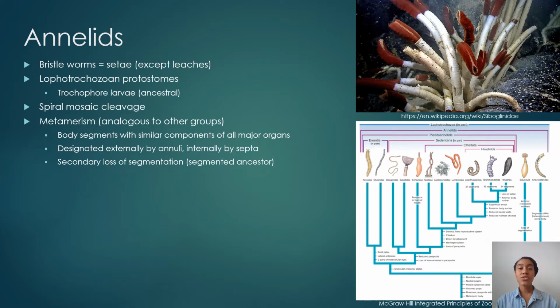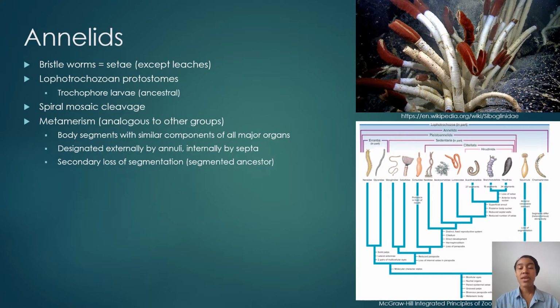And annelids are the first phyla of organism we're going to talk about this semester that exhibits segmentation or metamerism. And the segmentation we see in annelids is actually an analogous trait to the segmentation that we see in arthropods and in chordates like humans and fish and reptiles and things like that. So that means it evolved separately. But essentially, metamerism in annelids, like I said, is body segmentation, and each of those segments of the body plan have similar components of all of the major organs of that organism. And we'll go through each of those organs and the segmentation in the slides to come.